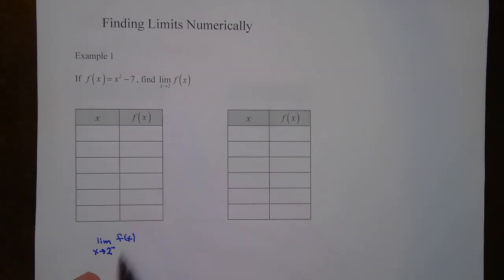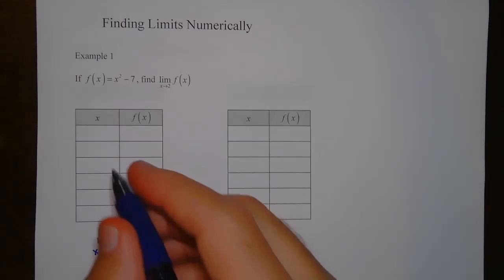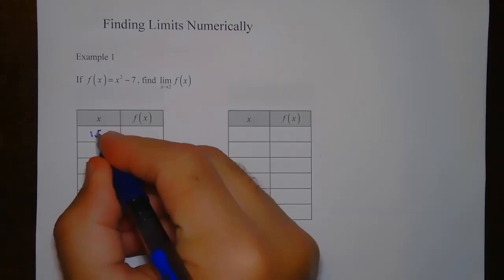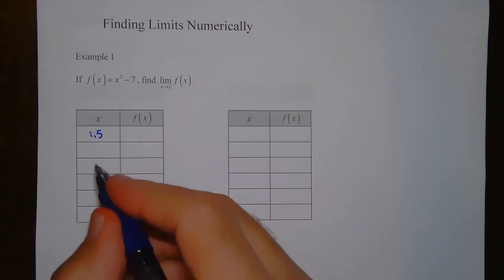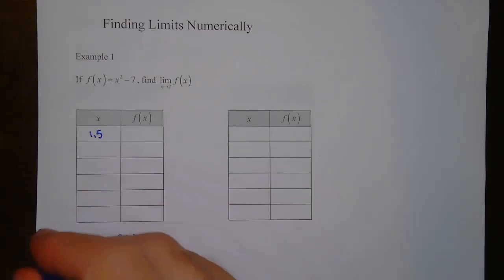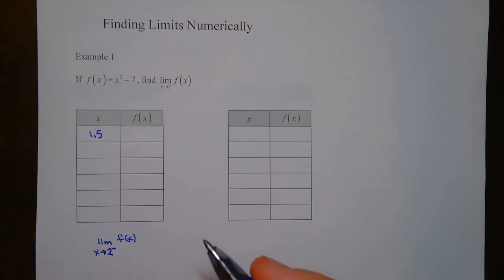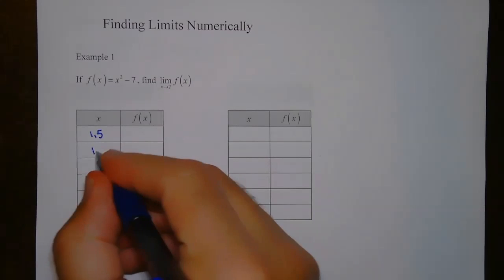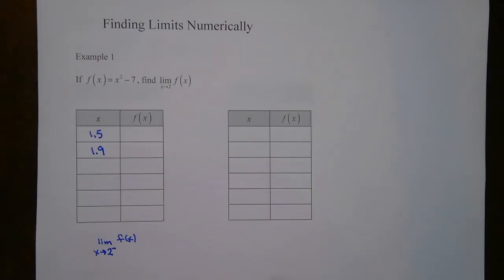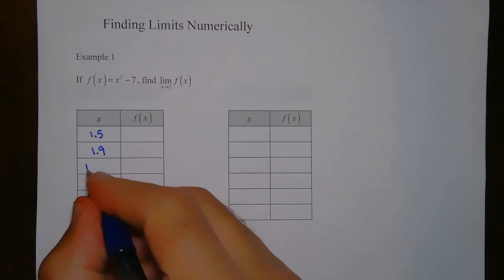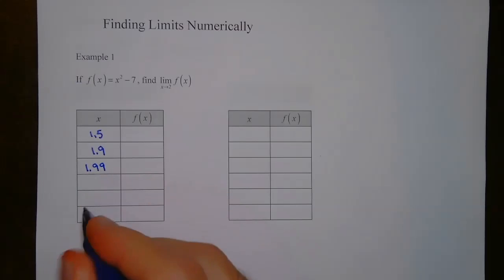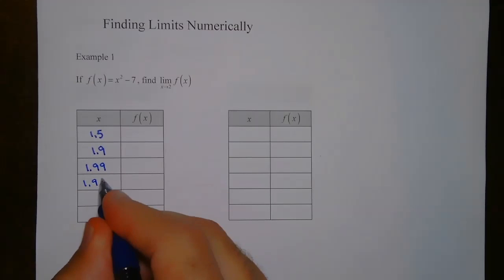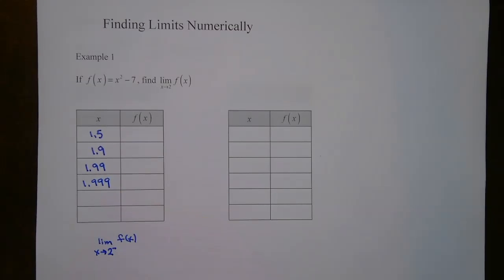So we want to approach 2, but from the left. What I would do is start like 0.5 away from it on the left. So that'd be 2 minus 0.5, which gives you 1.5. So we're going to start at 1.5 and then approach 2. Then 0.1 away to the left, so 2 minus 0.1, which gives you 1.9. And then 0.01 away, and what we're doing is getting really close. So 1.99, and then 1.999.